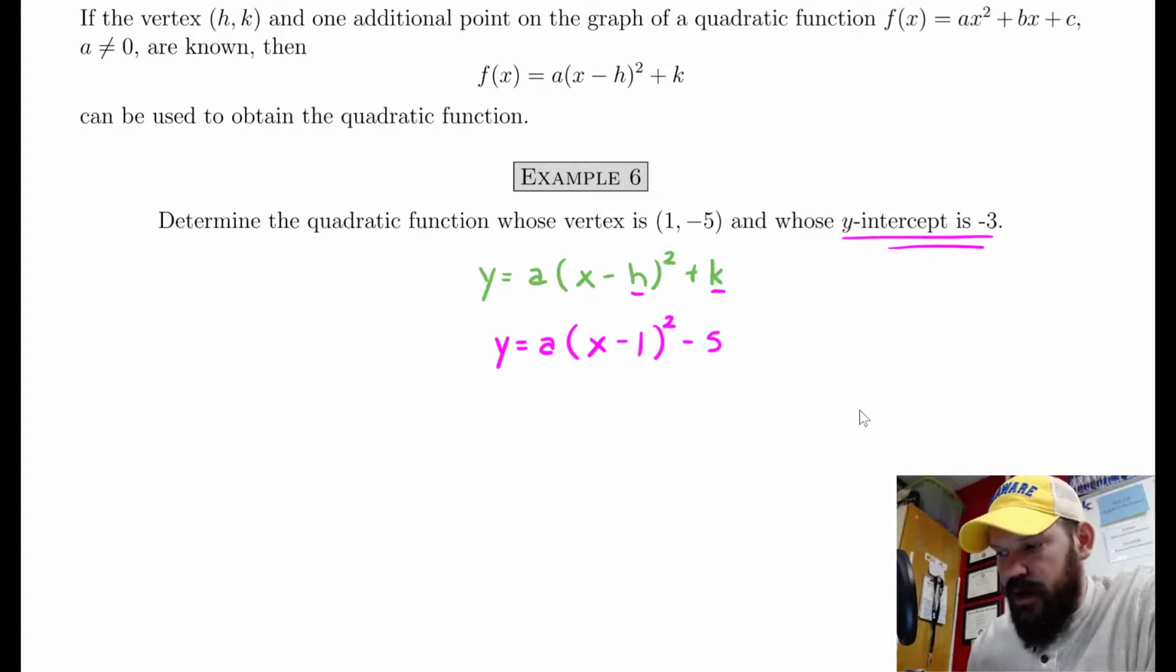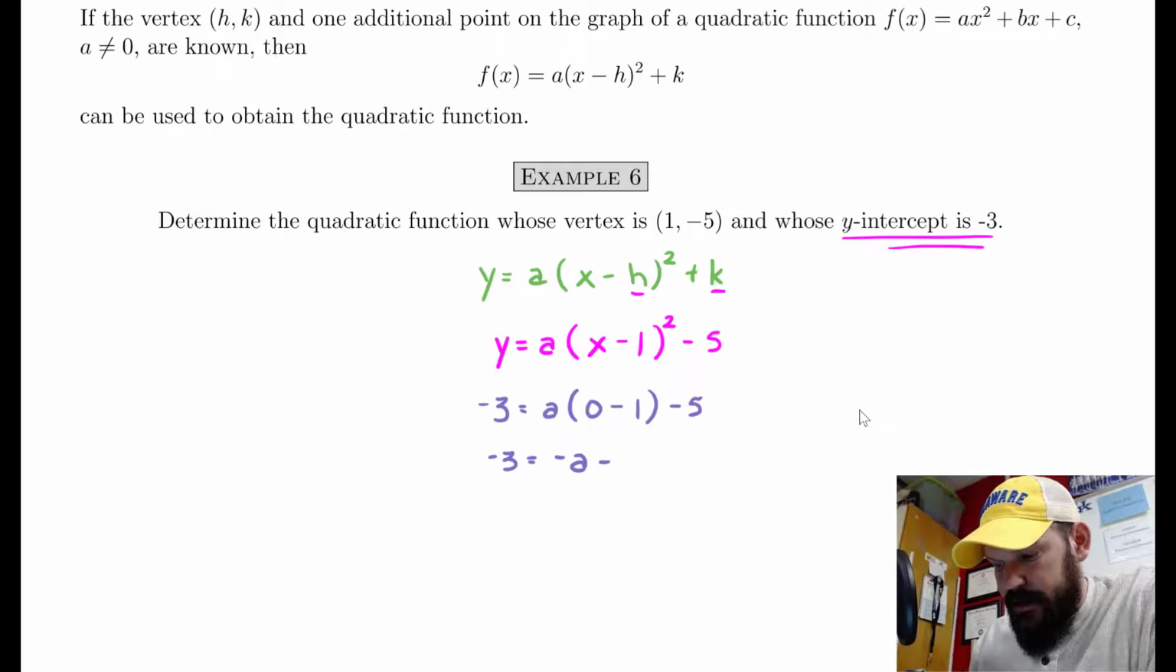We know that we have a y-intercept of -3. So a y-intercept only occurs when x is equal to 0. So we can further do some work with this equation by replacing y with -3, and we can replace x with 0, and this will give us something that we can solve for to find the value for a. So that's going to be -3 is equal to -a minus 5. Add 5 to both sides.